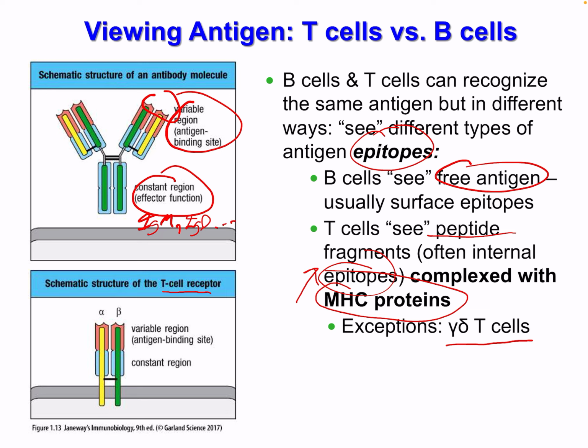Here we have our T cell receptor. As we'll learn about later, we have our alpha and beta. Again, here's a variable region and our constant region. It's similar to the stalk of the Y, but you can see here there are membrane-bound components, and there are other differences in the formation, as we'll see later.